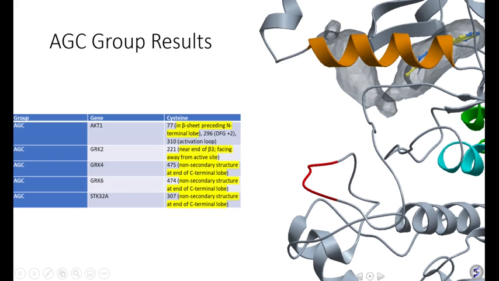One cysteine residue was found within a structural domain that preceded the N-terminal lobe. The domain was in proximity to the catalytic cleft. There is another cysteine residue that was found within the N-terminal lobe beta sheet, but the sulfonyl group was facing away from the catalytic cleft. 3 genes have reactive cysteines in long tail sequences at the end of the C-terminal lobe. These sequences do not form secondary structures, but were positioned close to the catalytic pocket of their respective kinases.